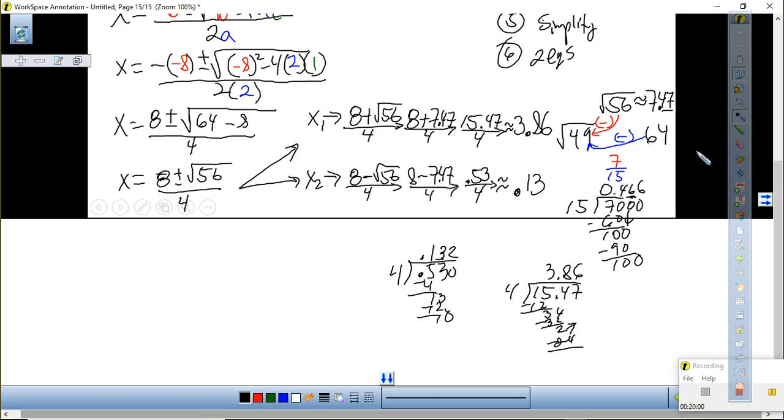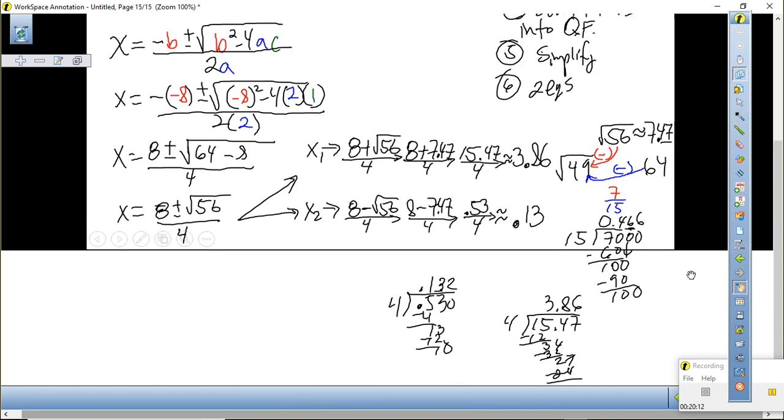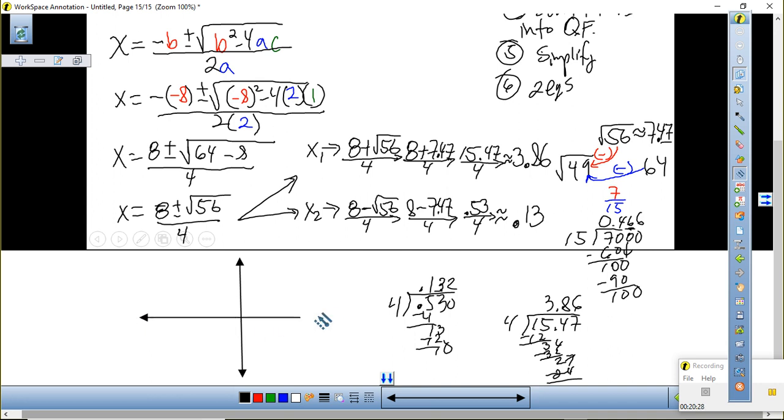What are those? I know. So copy this, and then we're going to graph it. Yes, tutoring today. And Rafa, stay behind so I can talk to you.